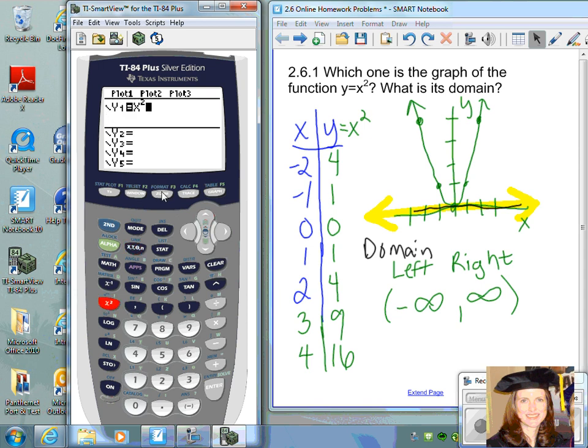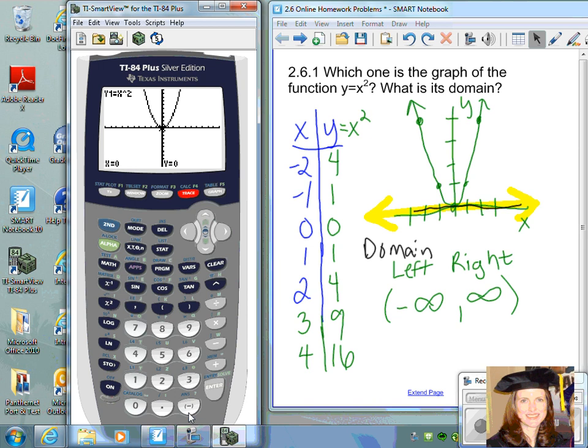And then I always start off with a standard graph by pressing zoom and starting with number 6, the standard zoom. You see I have a graph that looks like a parabola, much nicer than my hand-drawn graph, but you can still see. Another thing you can do is actually trace, and you see when it traces, x equals 0, y equals 0. That's one of the points here.